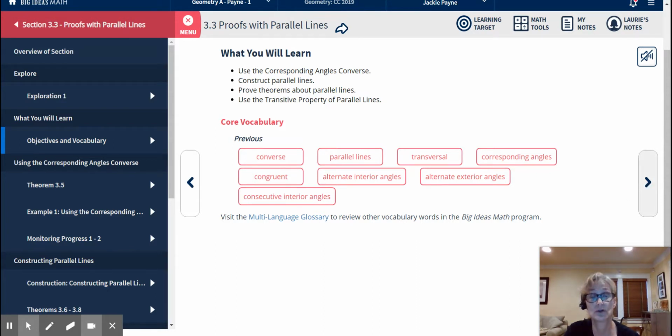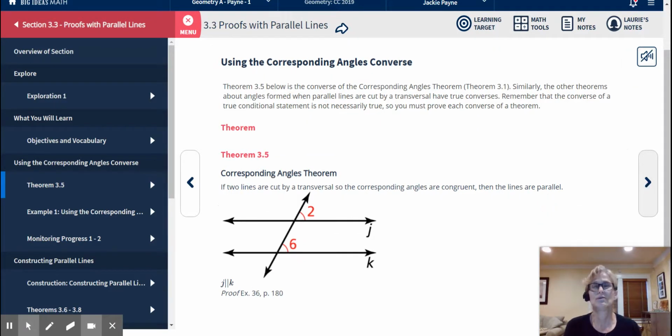You should either have your journal out or have printed out the 3.3 notes from the class notebook that I supplied for you. So theorem 3.5 below is the converse of the corresponding angles theorem. That was the first one. And so here it is. If two lines are cut by a transversal so the corresponding angles are congruent, then the lines are parallel, which is, we started with 3.1 that if you had parallel lines, then you get corresponding angles. So now we're doing the opposite. If you have corresponding angles, then you get parallel. That is the theorem.